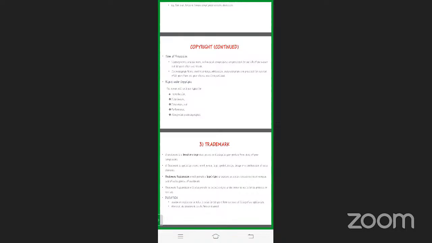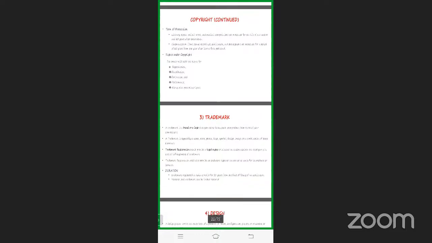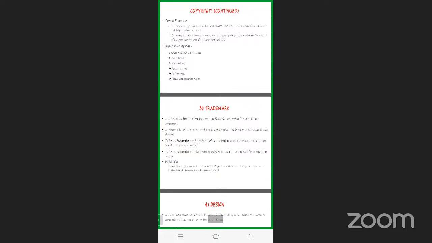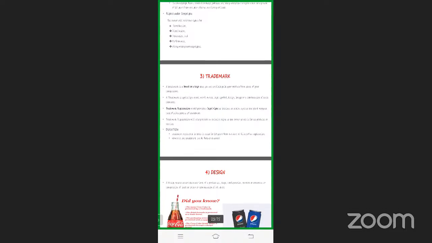The term of protection of copyright: literary works, artistic works, and musical compositions are protected for the life of the author and 60 years after death. It is similar for cinematographic films, sound recordings, publications, and photographs. They are also protected for a period of 60 years from the year after they were first published. What are the rights that the owner of a copyright holds? The rights are reproduction, distribution, derivation, performance, along with paternity rights. These are the rights of a copyright owner.